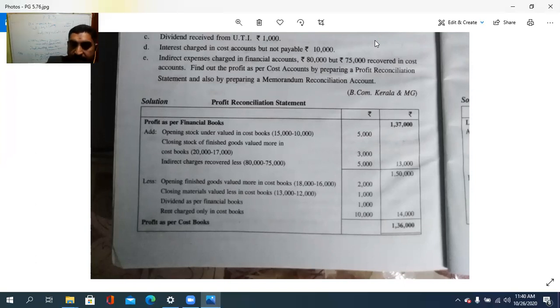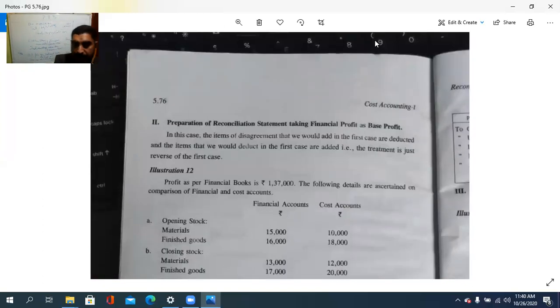So this is the case where we prepare the reconciliation statement taking financial profit as the base profit, and they are asking to prepare the memorandum reconciliation account also. What is a memorandum reconciliation account? Taking the financial profit and finding the costing profit: the statement form is the profit reconciliation statement, and the account form is the memorandum reconciliation account. Let us do that also and then wind up the class. Okay, so memorandum reconciliation account.